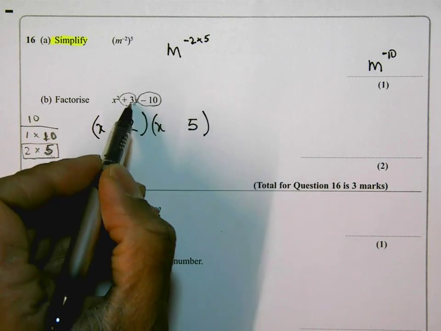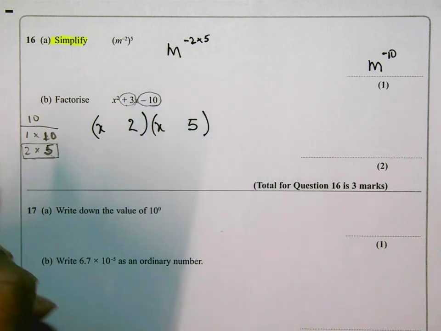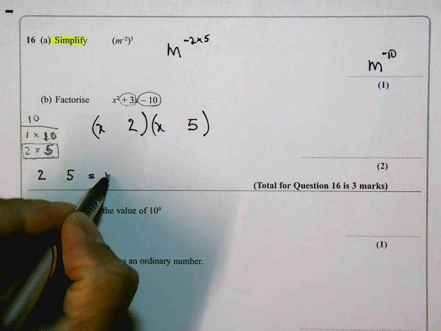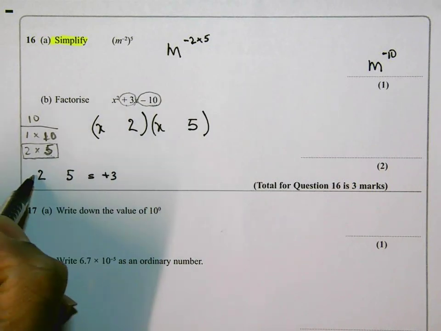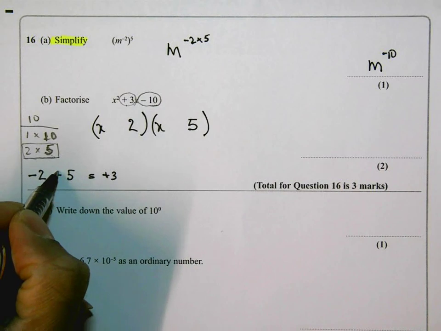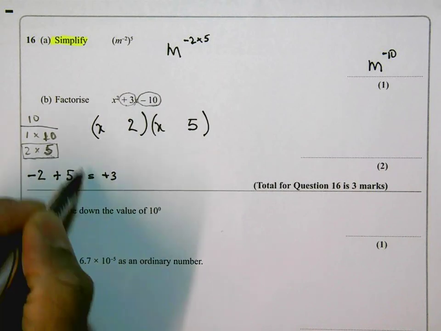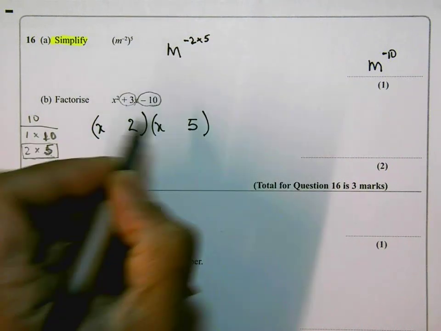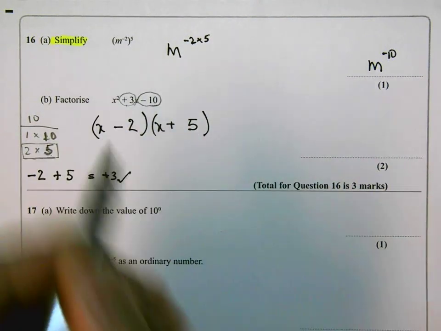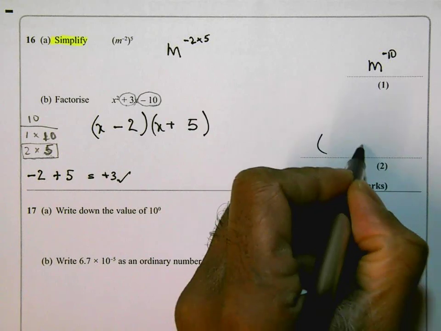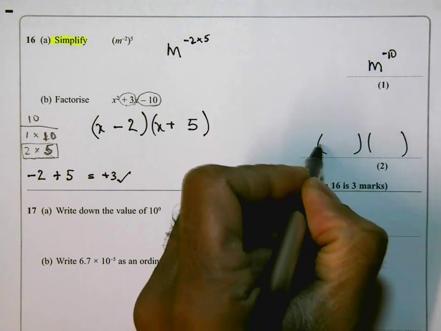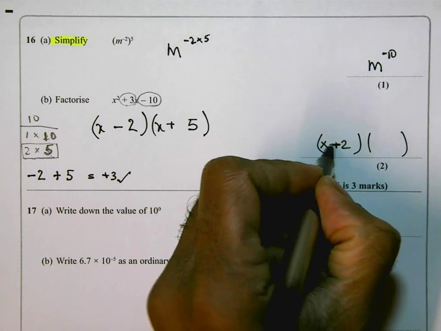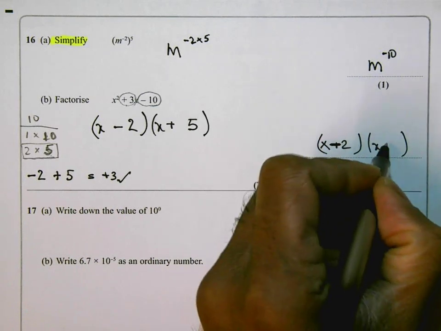But because I want positive 3, how can I combine 2 and 5 to get positive 3? Well, if I had minus 2 and plus 5, adding up both of those together, that's going to give me positive 3. So that needs to be plus 5, and that needs to be minus 2. So I'm going to pop my answer over here. X plus 5, x minus 2.